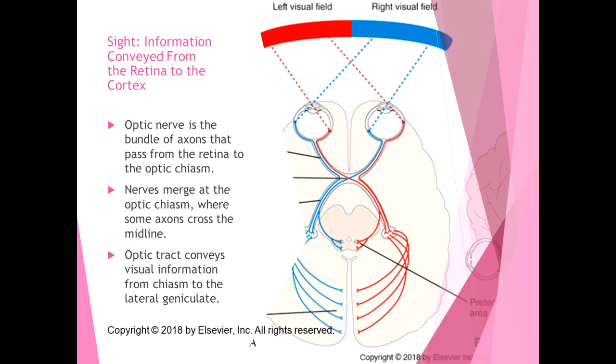So the optic nerve is the bundle of axons that pass from the retina to the optic chiasm. Nerves merge at the optic chiasm where some axons cross the midline and some don't. Some stay on the same side. The optic tract conveys visual information from the chiasm to the lateral geniculate.